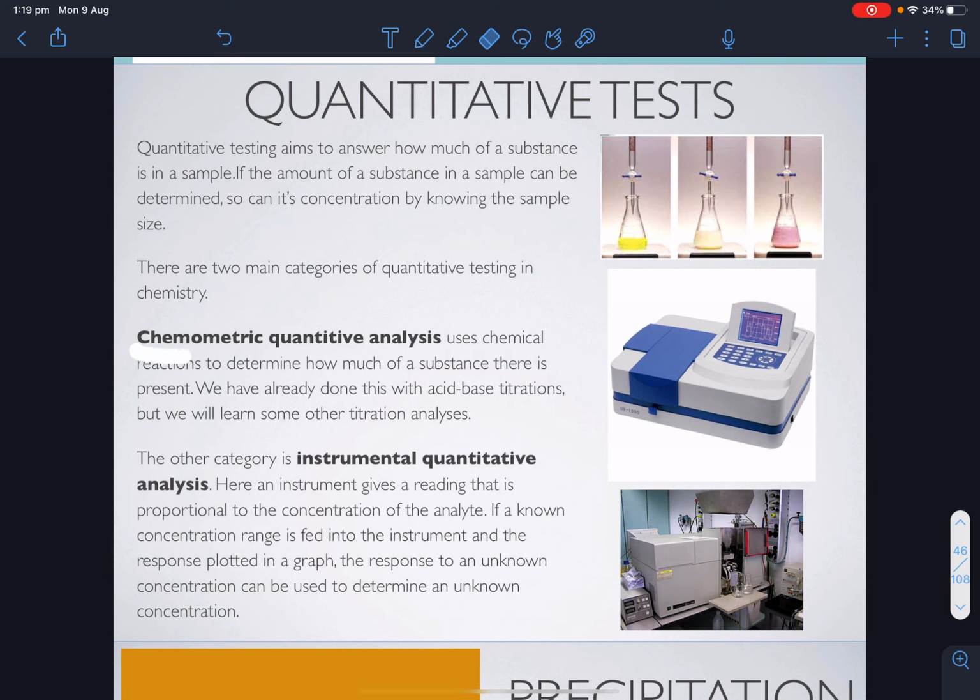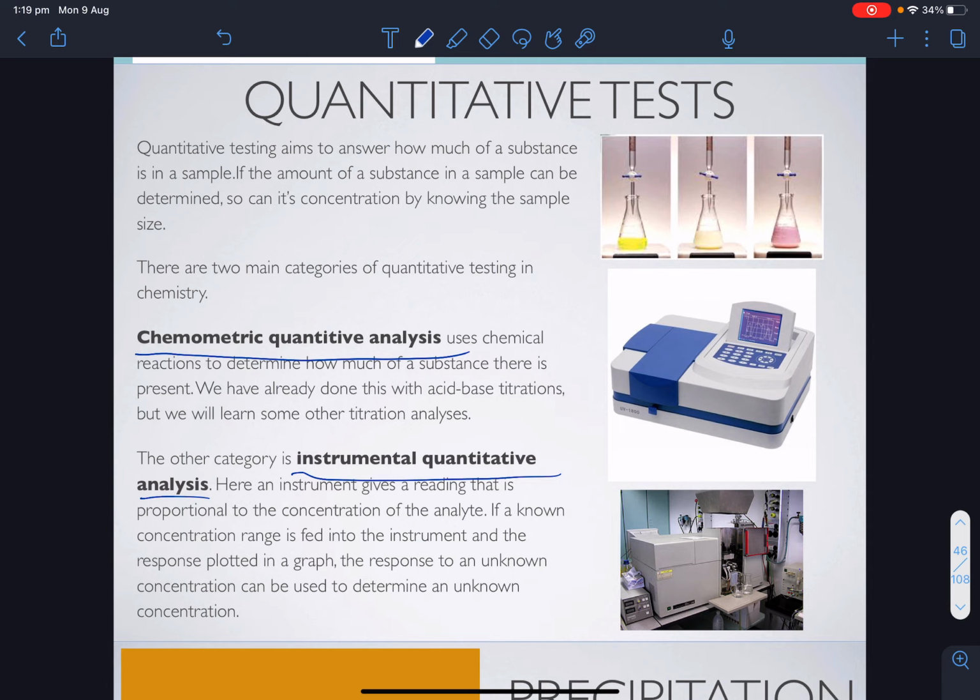We've got chemometric quantitative analysis, fancy word for using a chemical reaction to form a precipitate and then weigh the precipitate. Okay, and then the next one is instrumental quantitative analysis, using a machine to look for something, say absorption, which is proportional to concentration.